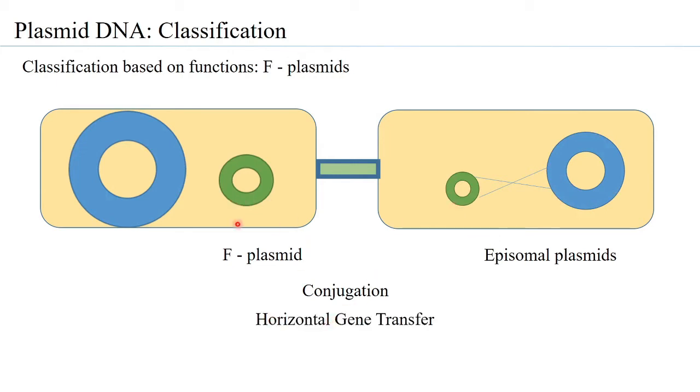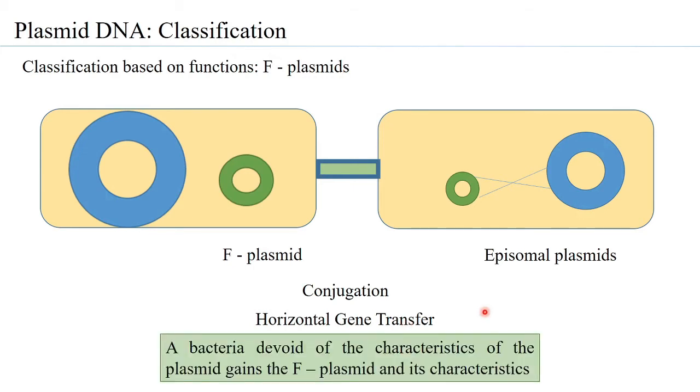But it is clear that it is an example of horizontal gene transfer, that is, you have genes being transferred from one cell to another cell, not vertical. That means it is not being passed on to the daughter cell. Of course, it is being passed. That is another thing that is very clear, and it obviously happens. But this is also feasible, and this is what is called horizontal gene transfer. So it's clear that a bacteria devoid of the characteristics of the plasmid gains the F plasmid and its characteristics.